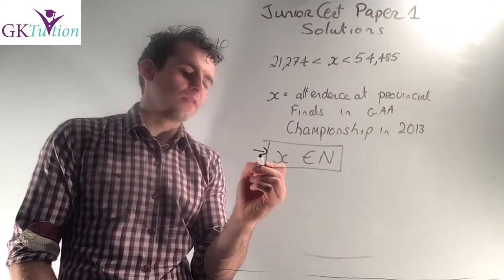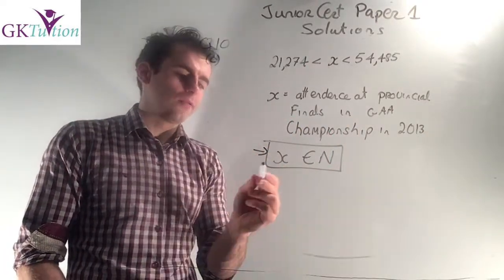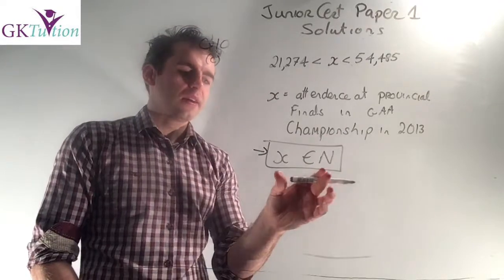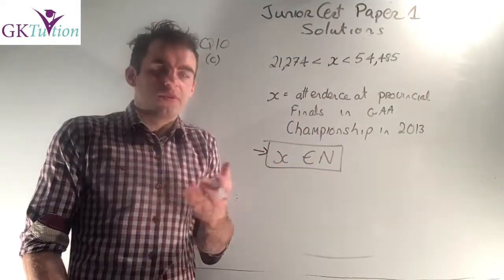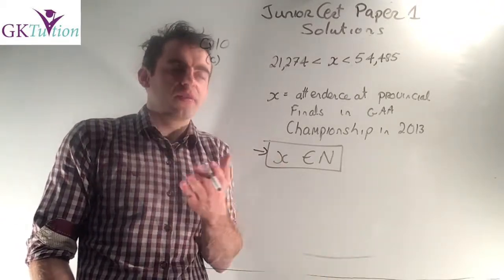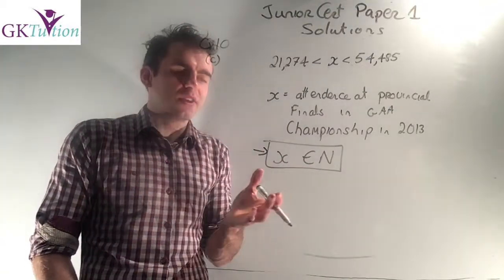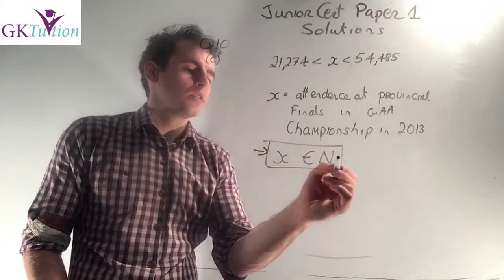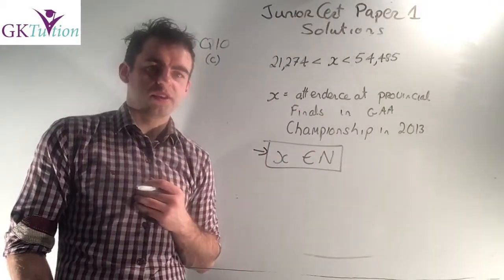You have to state what x is equal to, but you also need to refer to the fact that x is an element of N. Clearly x has to be a natural number. If x refers to the number of people, it has to be a whole positive number. For example, I can't say that I had 100.6 people at a match. I can't have a decimal, I can't have a fraction, I can't have a negative number. So it has to be an element of your natural numbers. That's all you have to write for your marks for that question.